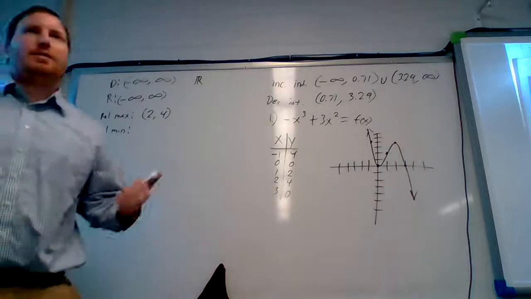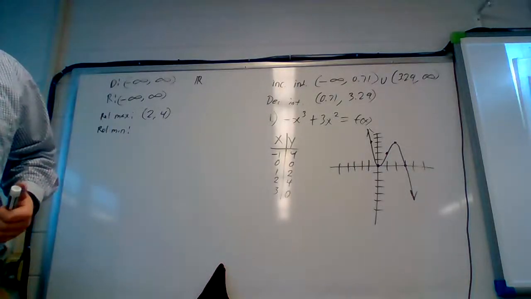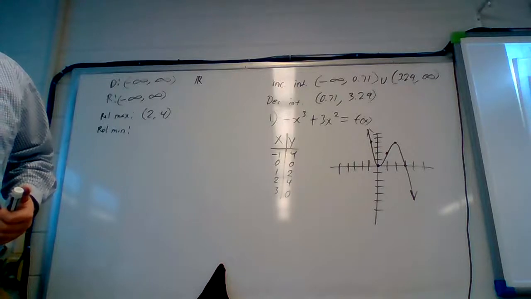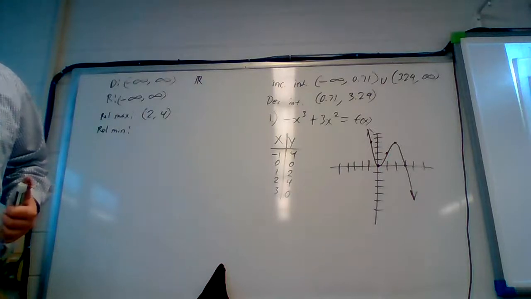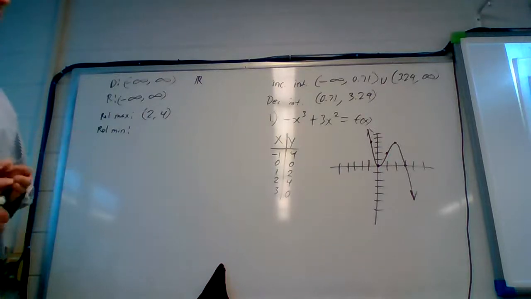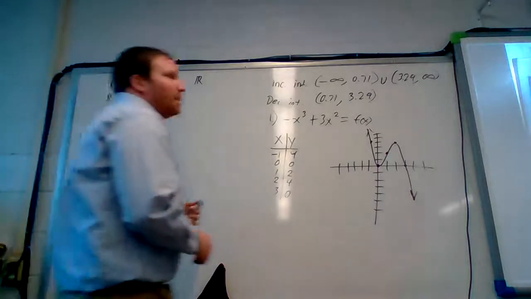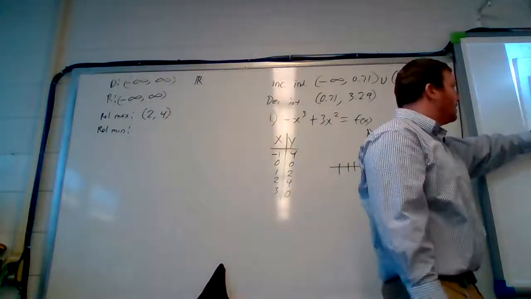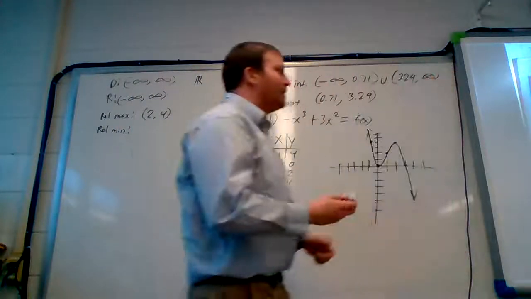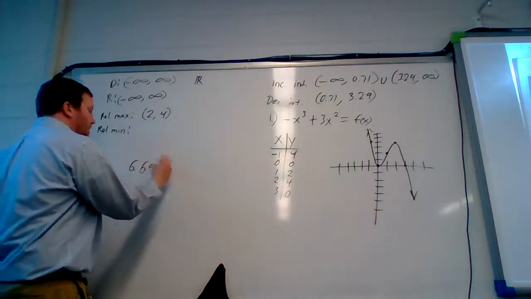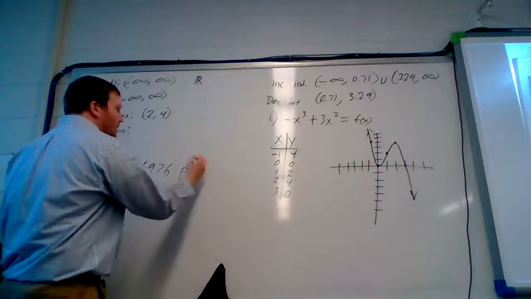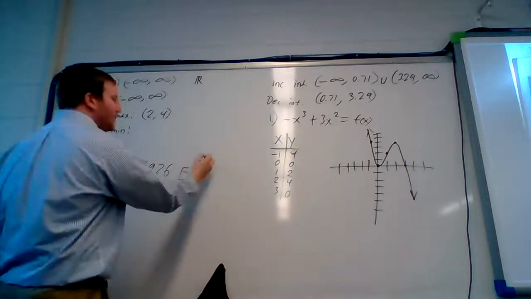And then let's find our minimum. Second trace, minimum. Move to the left side of it, hit enter. Move to the right side of it, hit enter. Guess in between. Now notice on this one it says my minimum's at 6.6976 E to the -7.